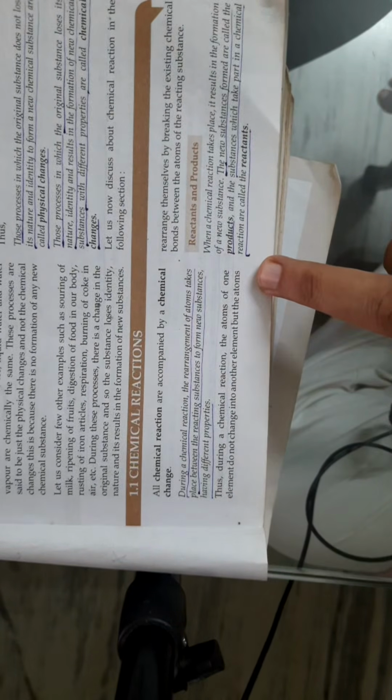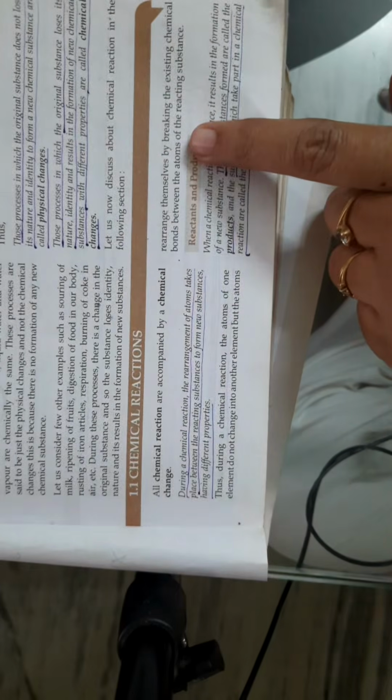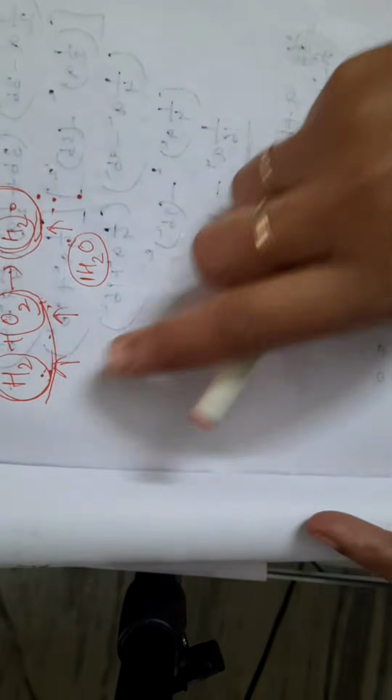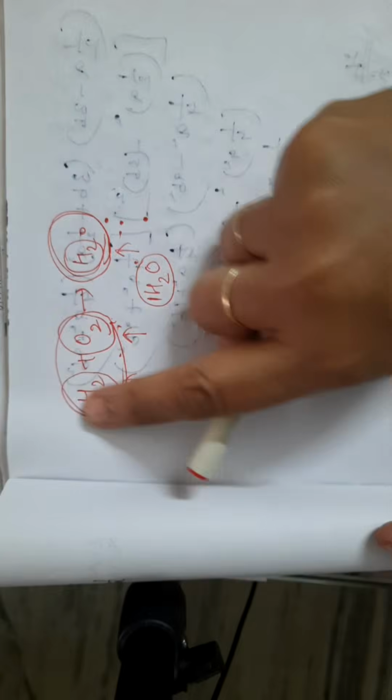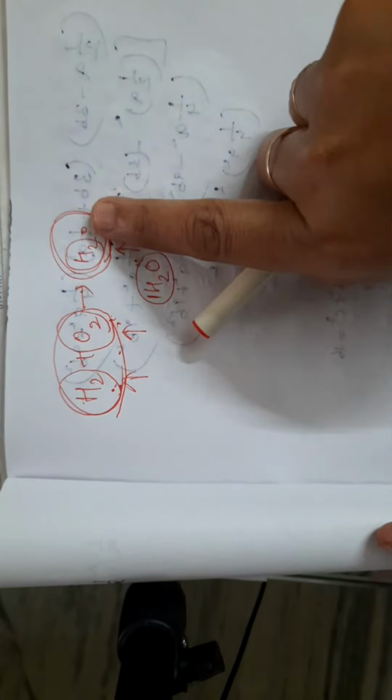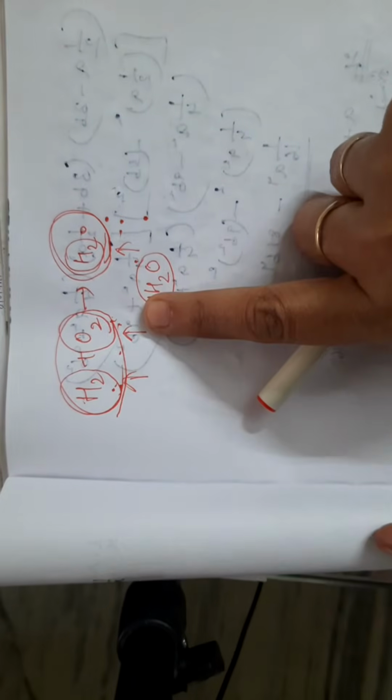Thus during a chemical reaction, atoms of one element do not change into another element, but the atoms rearrange themselves. So here the atoms are not changing. Hydrogen and oxygen were there, and they got rearranged among themselves with the formation of water. It's not that the atoms are changing; they are getting rearranged among themselves.